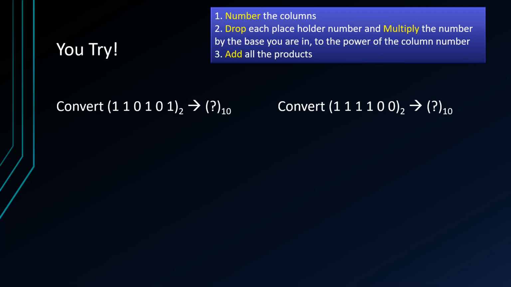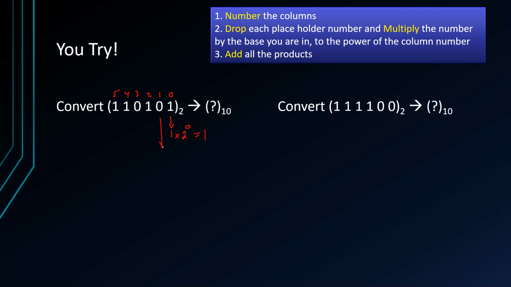All right, I'm assuming you're back now and that you've given it a go. So let's go through this together real quick and actually give it a shot. So first thing we do, step number 1, it says number our columns. So we have 0, 1, 2, 3, 4, and 5. Now step 2 says drop the number. So I'm going to drop the number. That's 1 times my base that I'm in, which is 2, to the power of my column, which is 0. Well, anything to the power of 0 is 1. Multiplied by 1, that gives me a 1.